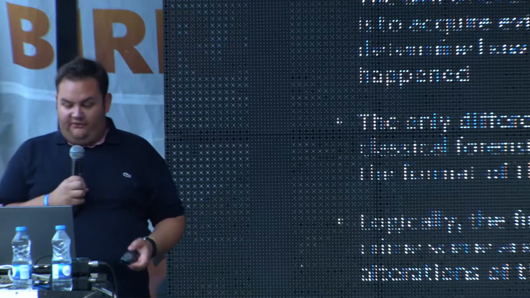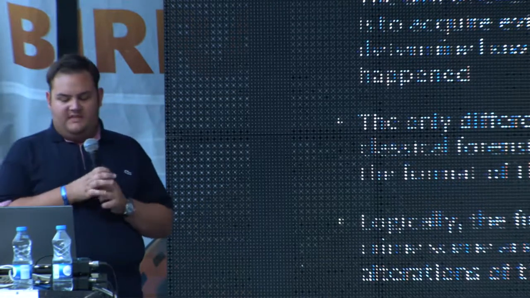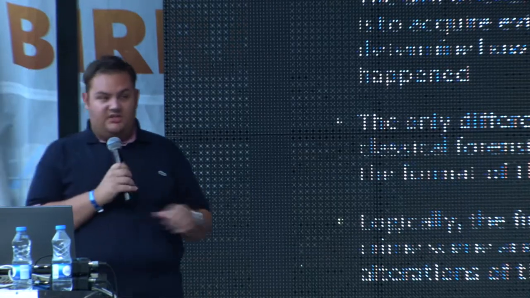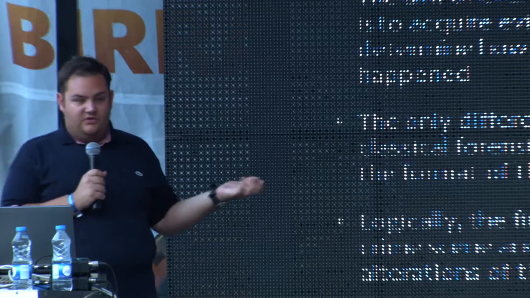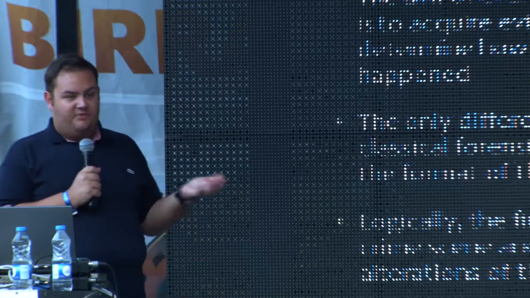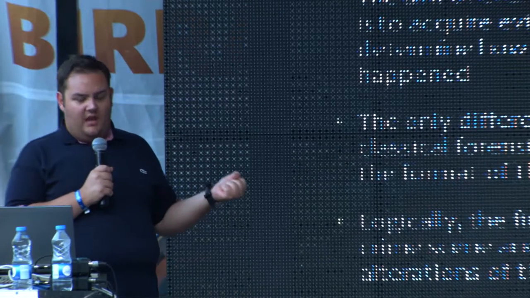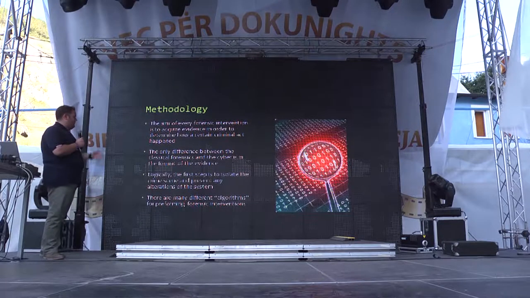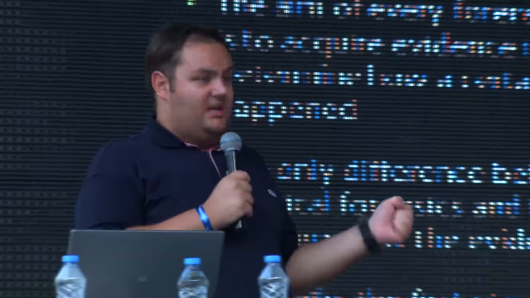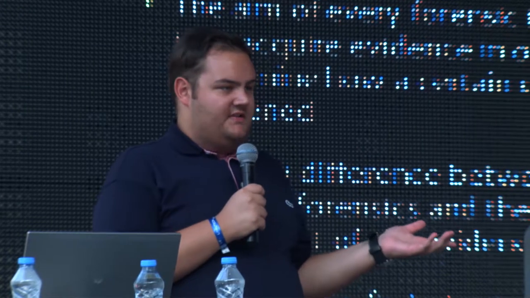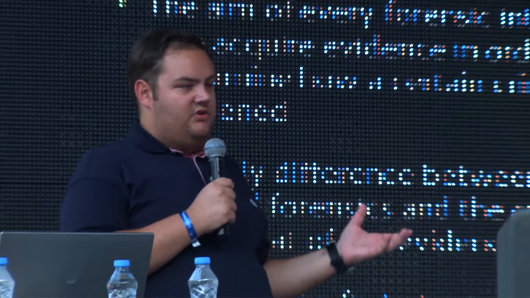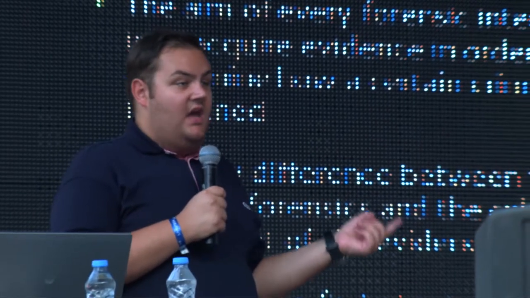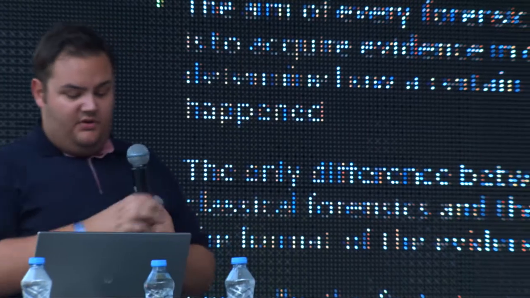So the methodology of ethical hacking, first of all, let's get something clear. The aim of every forensic intervention is to acquire evidence in order to determine how a certain criminal act that happened in the cyberspace really happened. So the only difference between classical forensic and digital forensic or cyber forensic is that the evidence in this case are digital, which can be tricky because, as you all know, the cyberspace changes constantly, and to determine what was going on at a certain point in the cyberspace at a certain time it can be rather difficult.